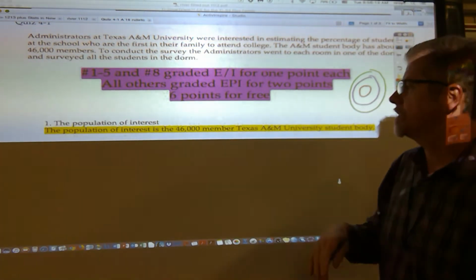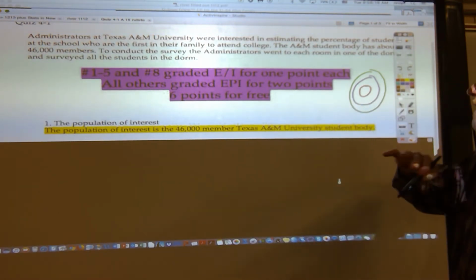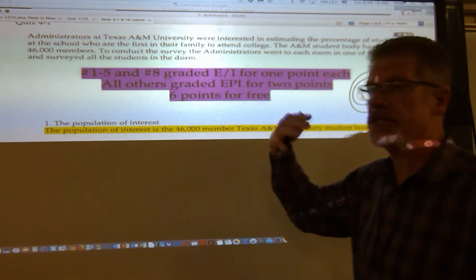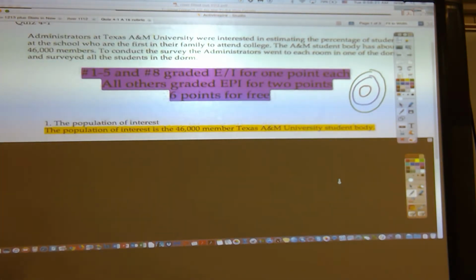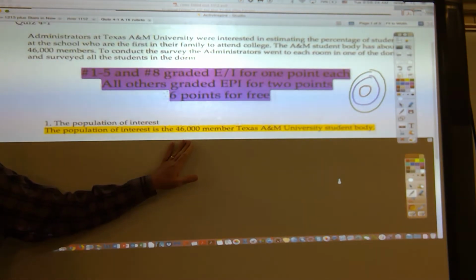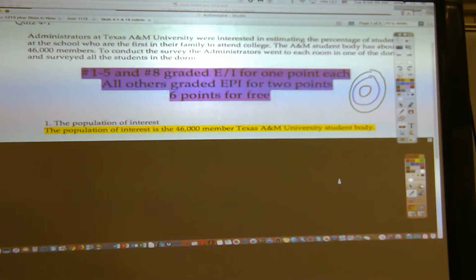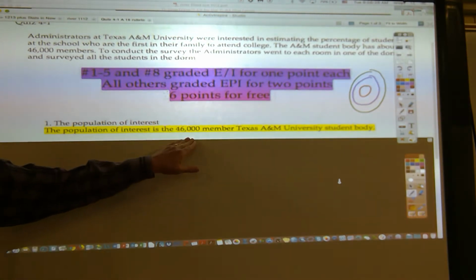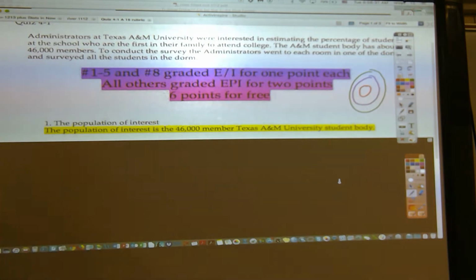It's not 46,000 students. It's not all students, because all students could be students at other colleges. You have to specify where is the population whose parameter we're trying to uncover. It's the 46,000 students at Texas A&M University. Notice how specific that has to be. Any questions on how to grade yourself on that? Yes, did you say the current Texas A&M student body? Yeah, if you said that, that would get an E. That's essentially correct. Okay.